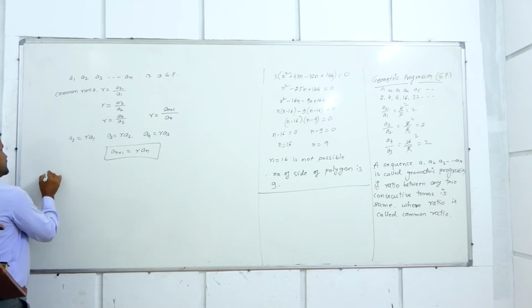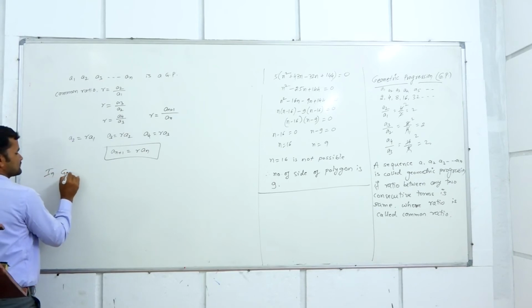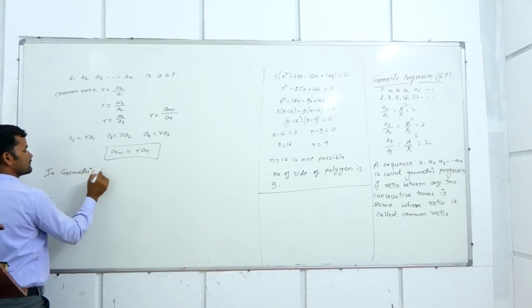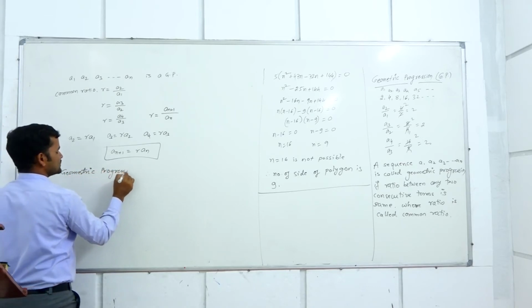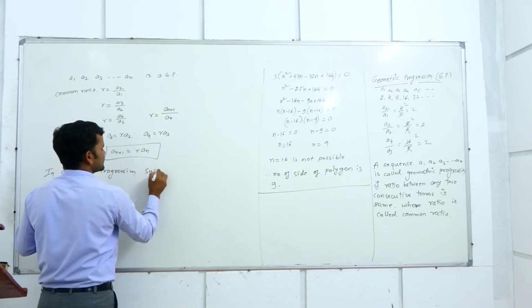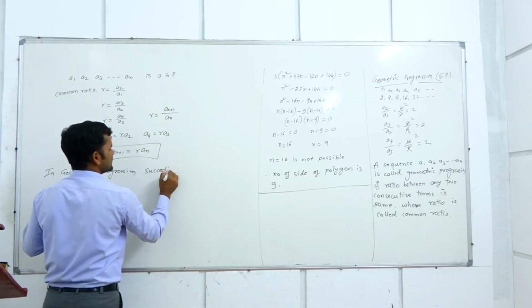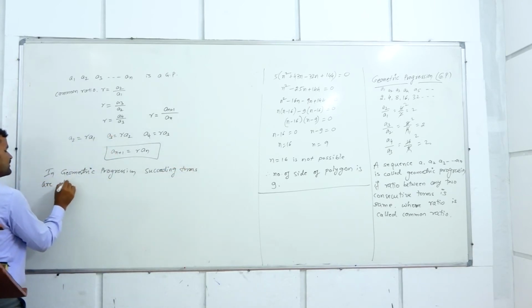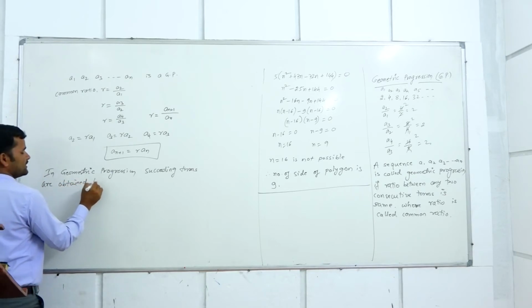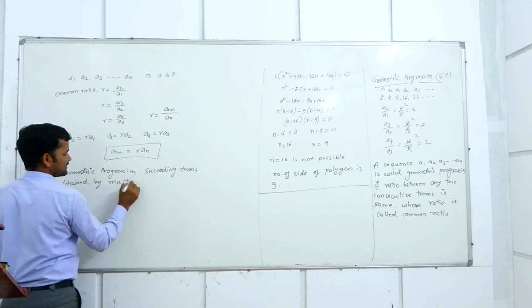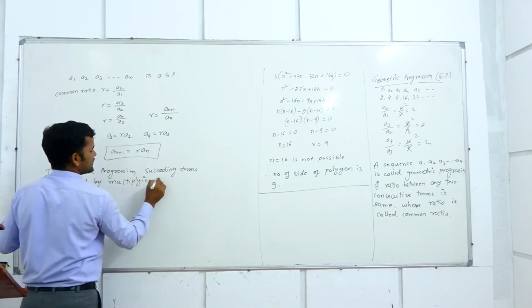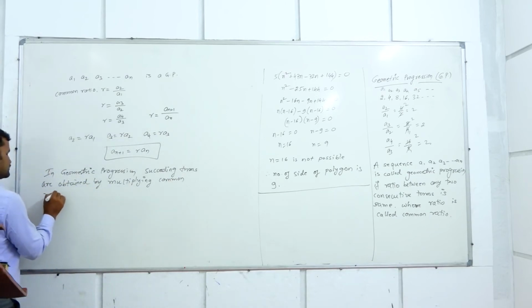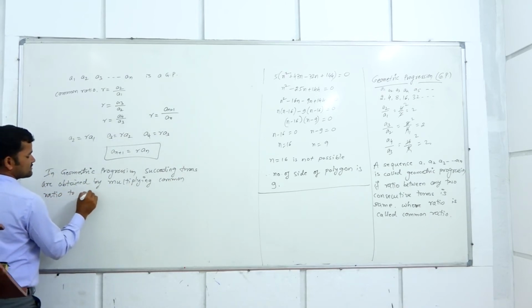Means in geometric progression, succeeding terms are obtained by multiplying common ratio to preceding terms.